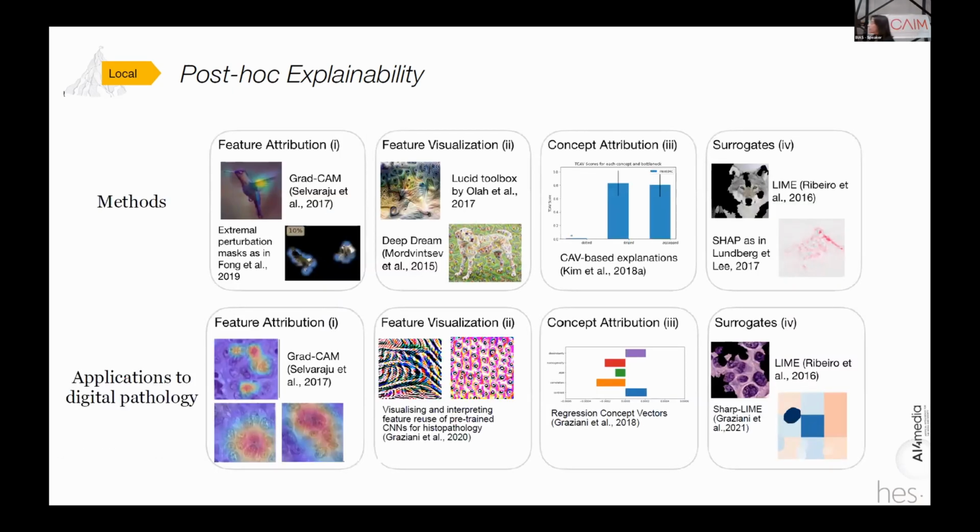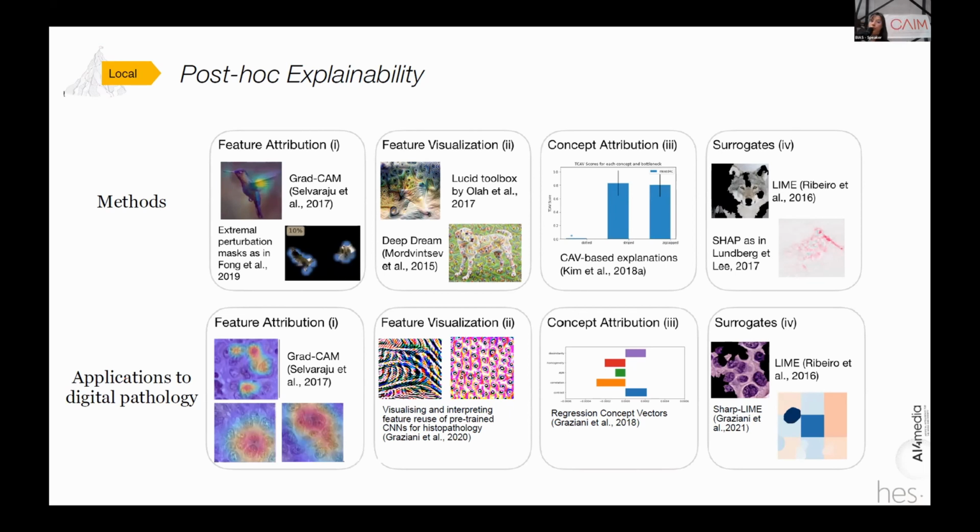And here I have put a summary because I think it's helpful to categorize all the post-hoc explainability models in at least 4 categories. So the first category is feature attribution, so looking really at the class activation mapping or external perturbation masks. If you want, it's a fancier way of looking at the gradients. And in the second line, you see some of the same methods applied to histopathology images, just to have a look at how these techniques, which were mainly developed for the computer vision domain, apply to the medical image domain.